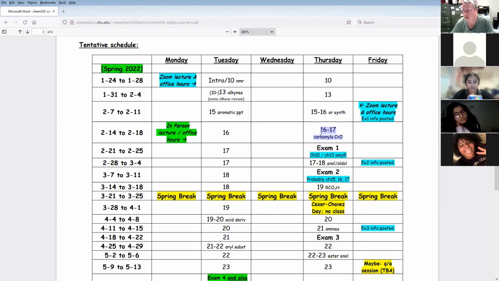Normally we would have this first exam on this date, and that's going to be in the in-person period, right? But since you'll just be getting into in-person learning again, I don't want to have the exam immediately then. So you can see that I pushed exam 1 onto the next week. Exam 1 is only chapter 10 and 13. So you will have to really learn those 2 chapters, chapter 10 and 13, as well as possible.